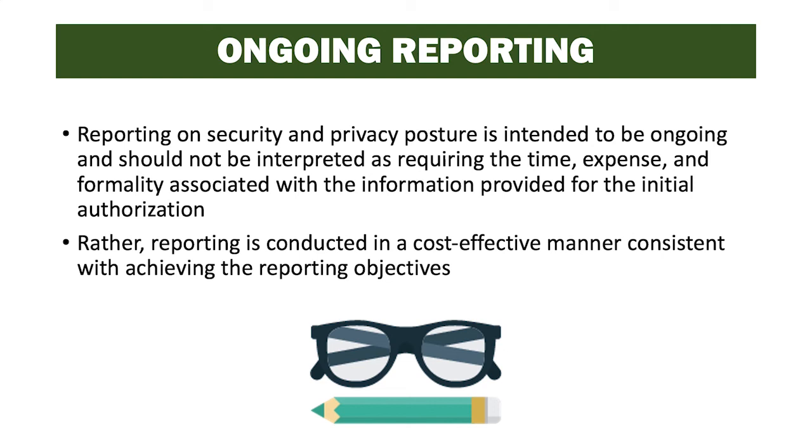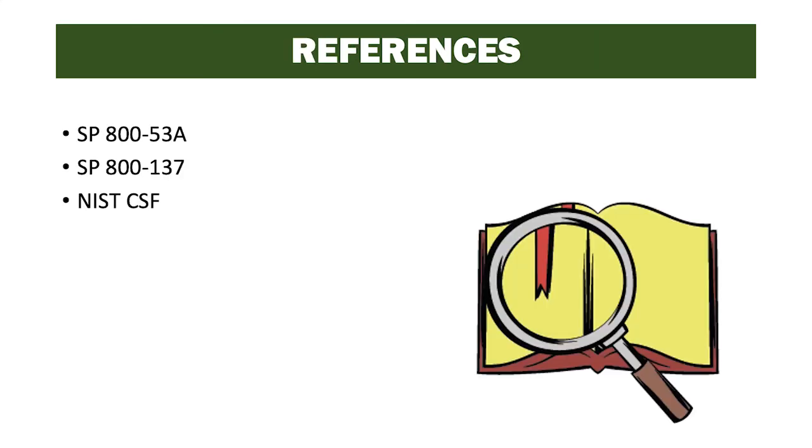Reporting on security and privacy posture is intended to be ongoing and should not be interpreted as requiring the time, expense, and formality associated with the information provided for the initial assessment. Rather, the reporting is conducted in a cost-effective manner consistent with achieving the reporting activities. Again, just get the information to the leaders so they can make these decisions. The format, form, and frequency should all be defined at the organizational level, and the system owner and common control provider can use those formats to meet those time requirements to get the information where it needs to go.